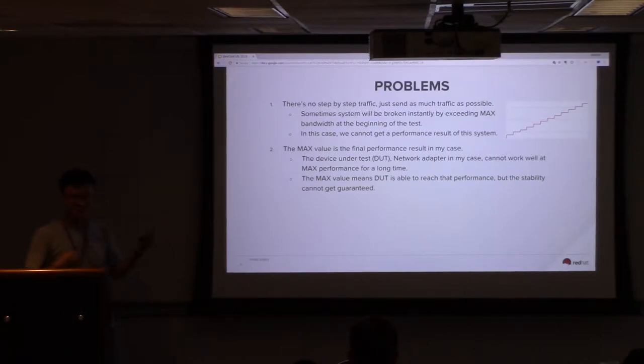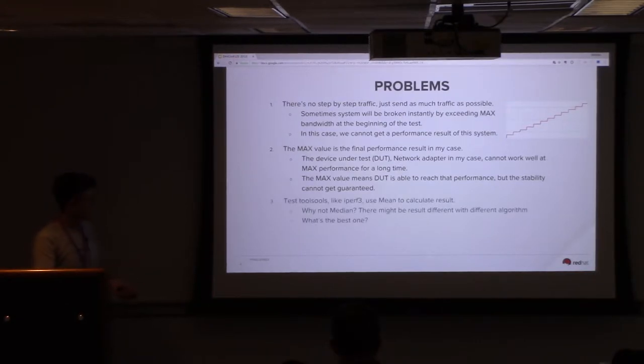So all the performance test tools like iperf or netperf just provide you a max value. The max value shows the performance that can be reached, but stability cannot be guaranteed with the max value. That's the second issue. The third issue: test tools like iperf 3 use the mean to calculate the final result.